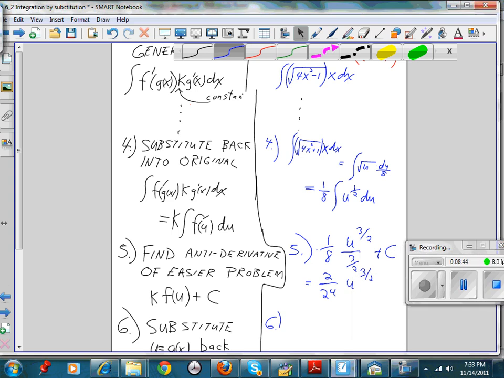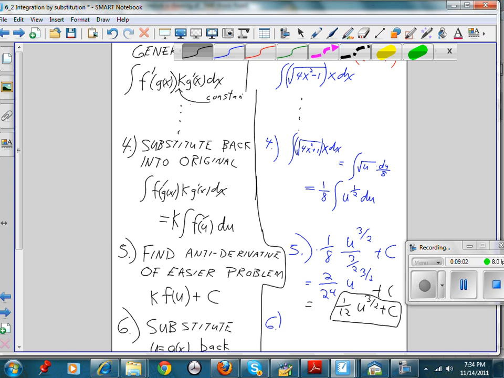Plus c. So this is going to be equal to 1/12 u to the 3/2 plus c.